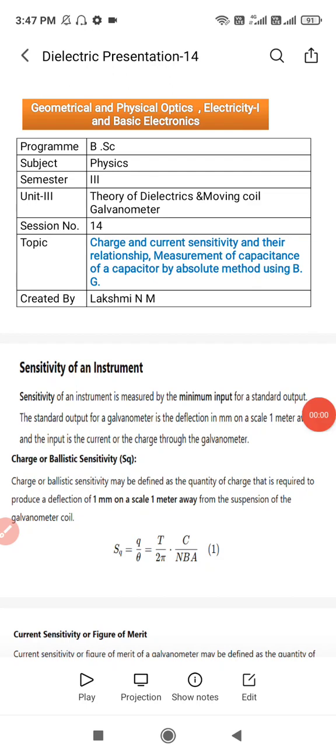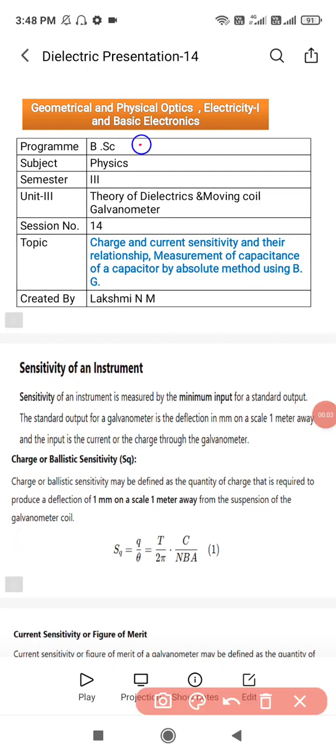Welcome to the physics session, BSc, third semester, paper name Geometrical and Physical Optics, Electricity 1 and Basic Electronics. In this paper, Unit 3, Theory of Dielectrics and Moving Coil Galvanometer, 14th session, we learnt about charge and current sensitivity and their relationship, and measurement of capacitance of the capacitor by absolute method using the ballistic galvanometer.